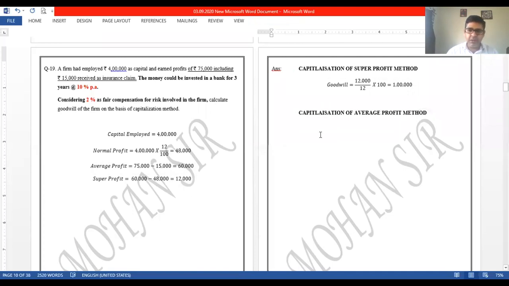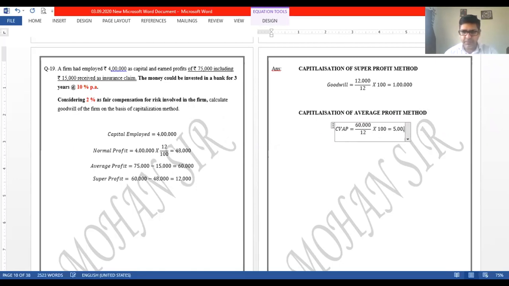And then the capitalization of average profit method. Over here, again, I need to work on 2 steps. One is the capitalized value of average profit. We need to capitalize the average profit. Average profit can be seen as 60,000 divided by 12% and then into 100. So that will be 5 lakh rupees, right? And then goodwill. Goodwill is equal to, let me write the formula as I've been using the abbreviations, capitalized value of average profit minus capital employed, right?